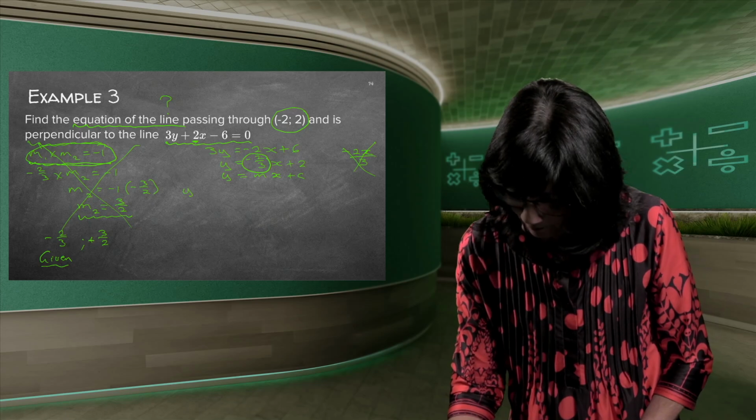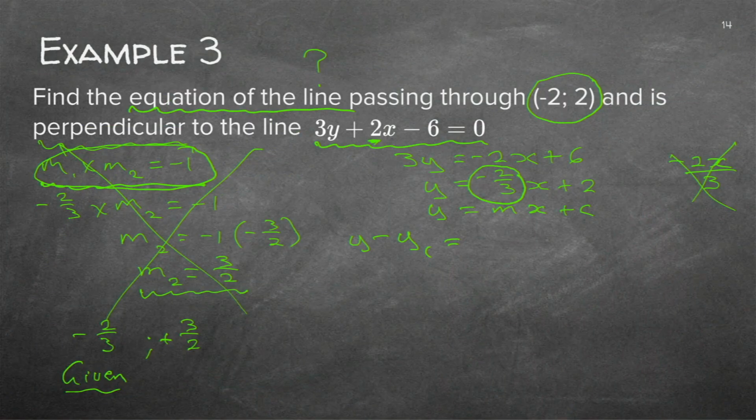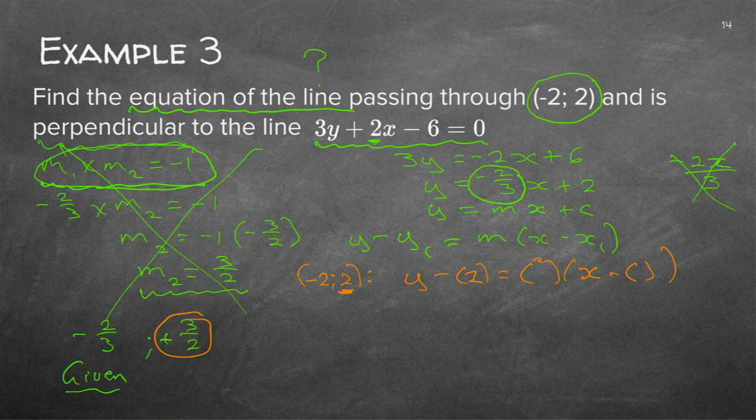So now I'm going to go to my formula, which you know by now very well, m times x minus x1. Let's just write the point here. I'm just going to use another color so it's not so close together. Minus 2 and 2. Good. So it's y minus y1 is equal to m times x minus x1. What is this one for? The y, which is 2. I see it there. The m we found now is plus 3 over 2. And the x was minus 2.